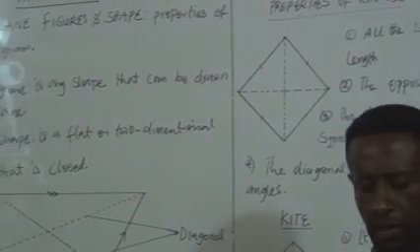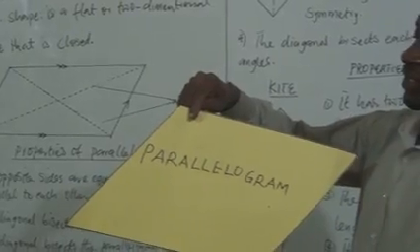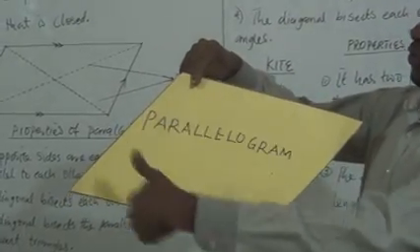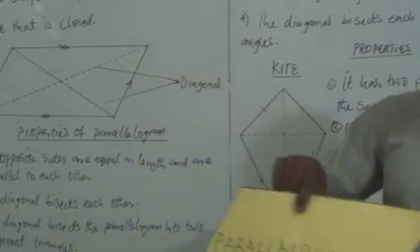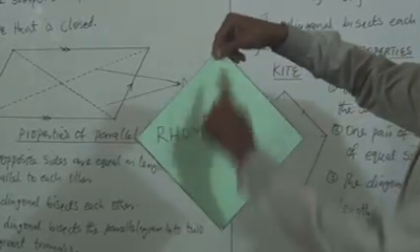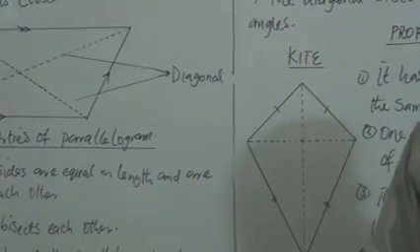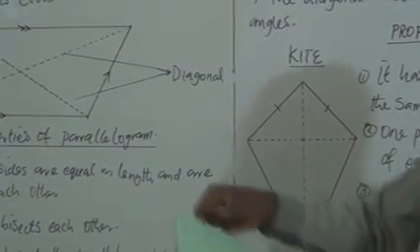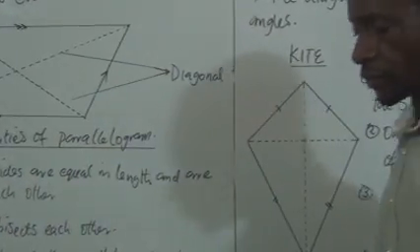For instance, this is a parallelogram. This side is opposite to this and is equal, so both are enclosed. This is a plane shape, it is enclosed. Then we have the rhombus. It has four sides, it's also enclosed. Then even the kite is also enclosed.